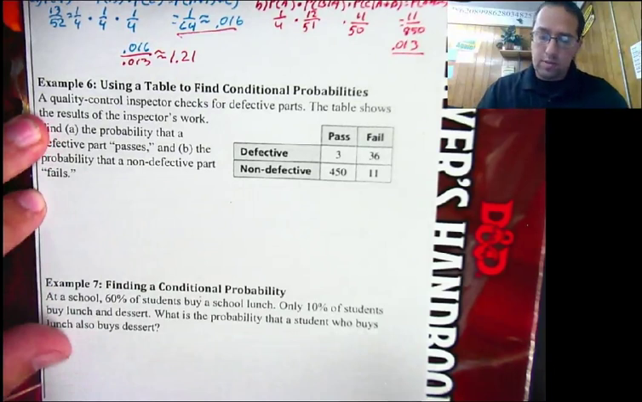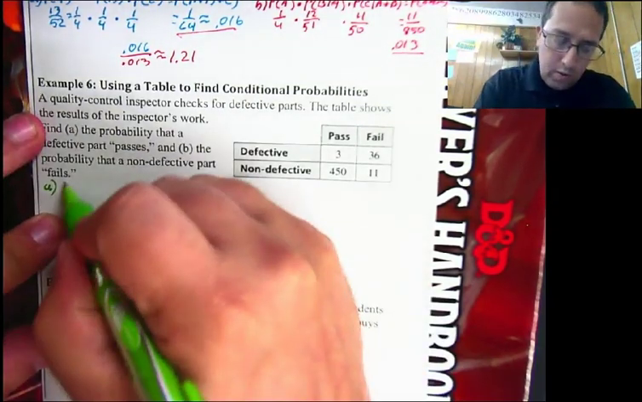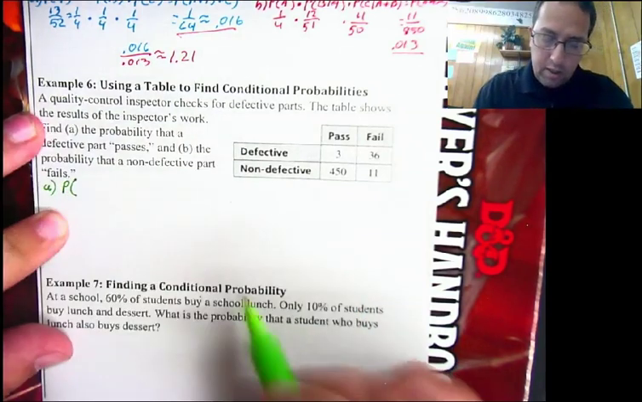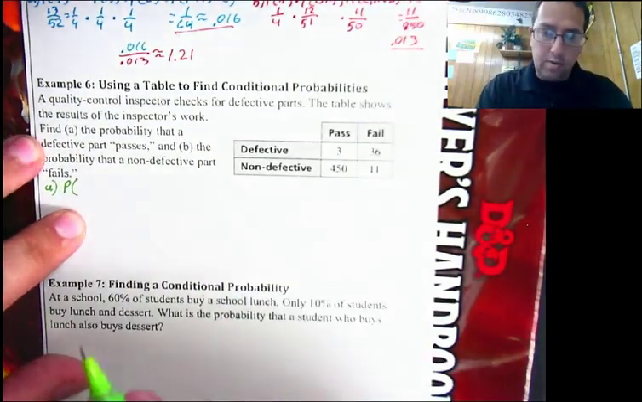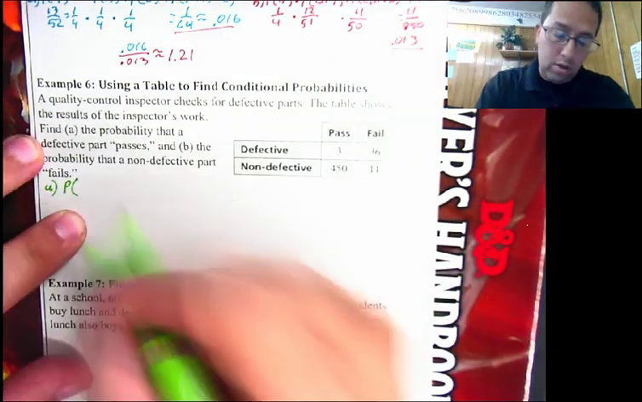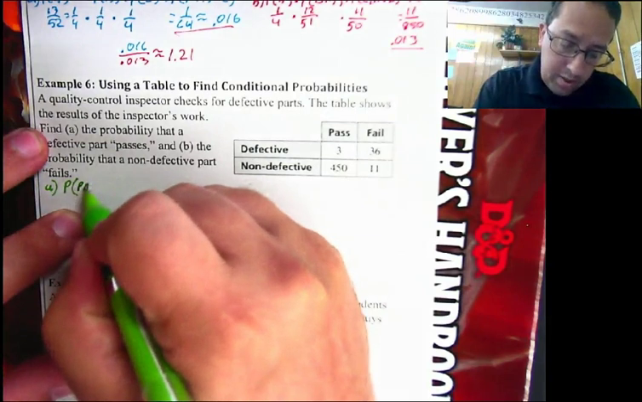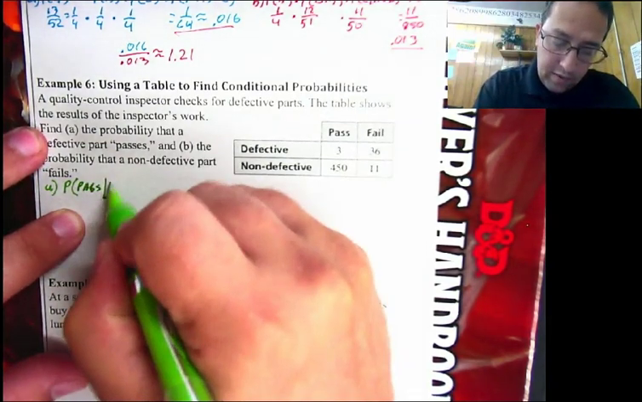So let's see what this is. So part A, we want the probability that we pass a broken part. So probability that it passes given that we already know it's broken. So we want the probability that it passes given it's defective.